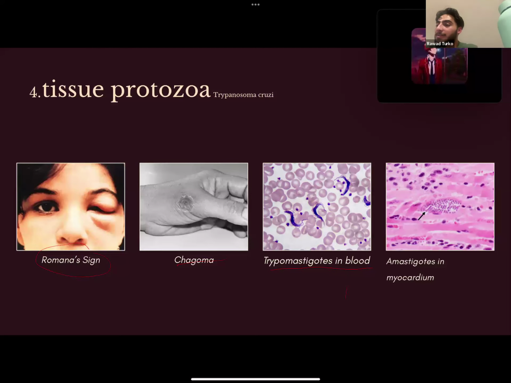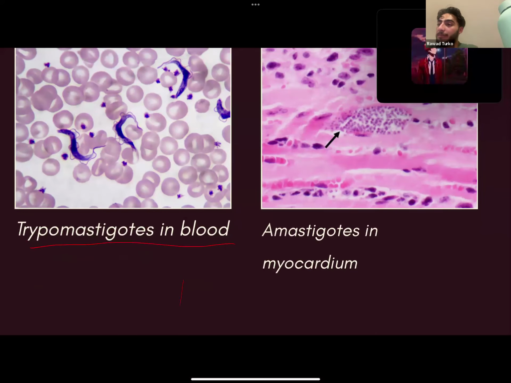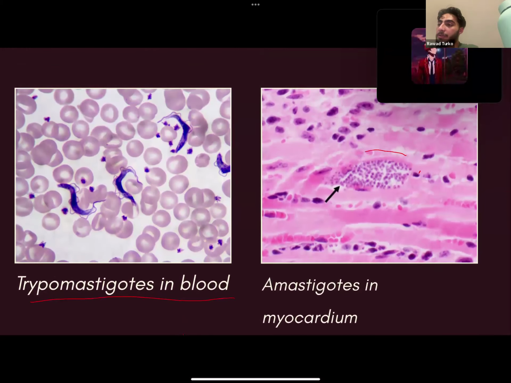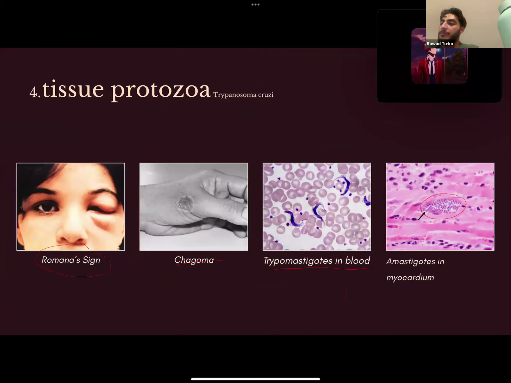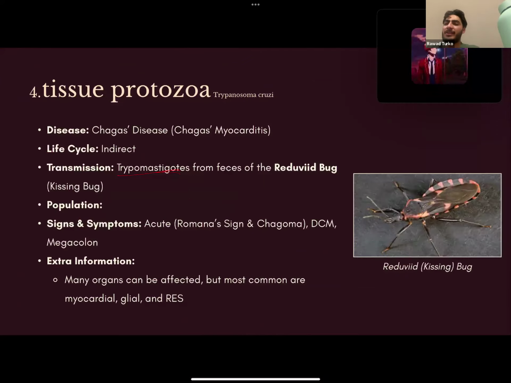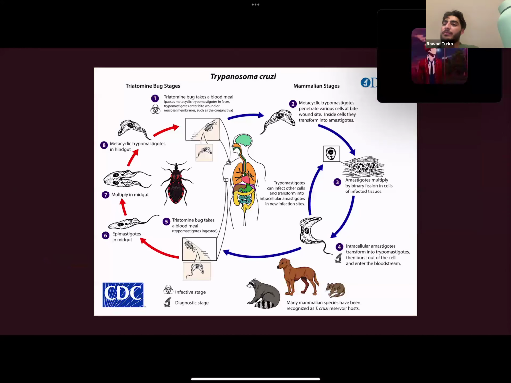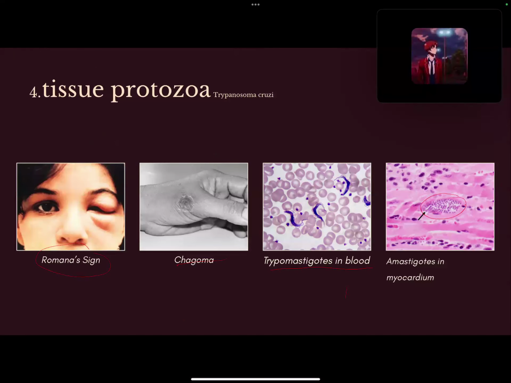Okay, and this is what the amastigotes look like inside of the myocardium. Okay, so this is what they look like. So these pictures, I want you guys to remember them. Trypanosoma cruzi causes Chagas disease. I'm not sure if I mentioned that. Did I mention that this is Chagas disease, by the way? Yeah, you did. Okay, great. So Chagas disease caused by cruzi.